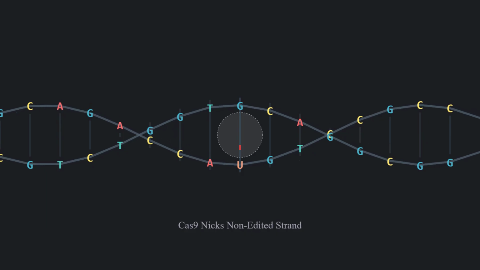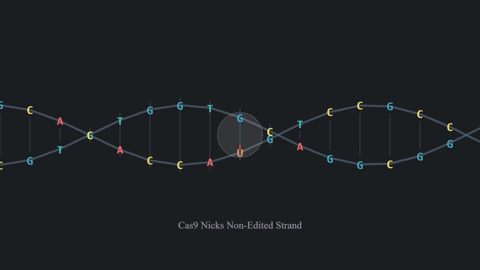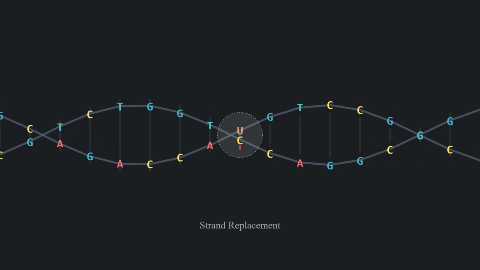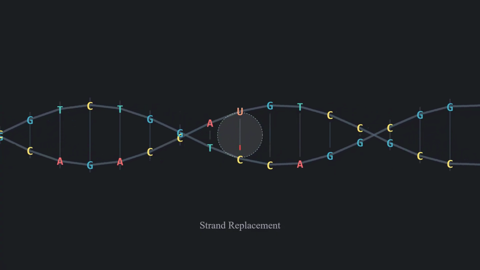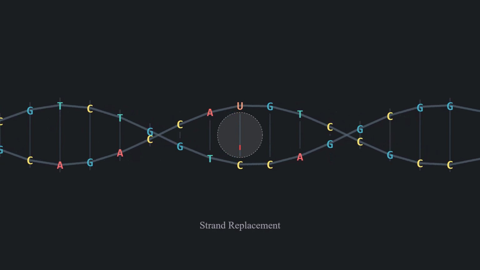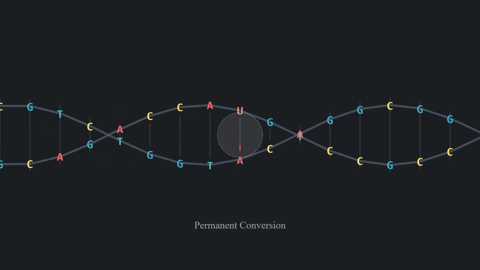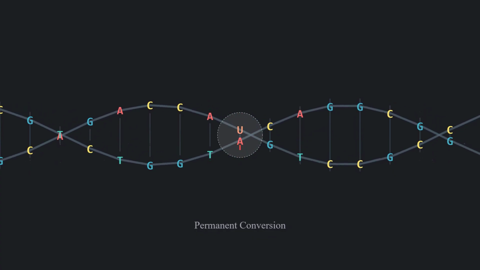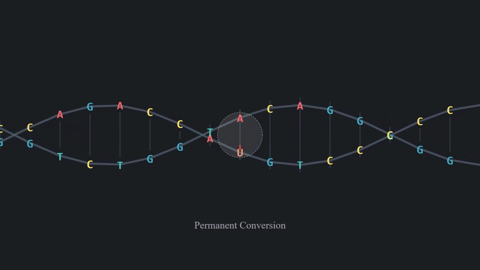This nick activates the cell's endogenous repair pathways, specifically the base excision repair or mismatch repair systems. Crucially, because the non-edited strand is nicked, the cell preferentially uses the chemically modified strand, which now contains uracil or inosine, as the template for repair synthesis. This directed repair mechanism ensures the permanent incorporation of the base change, locking in the desired conversion of the target base pair.